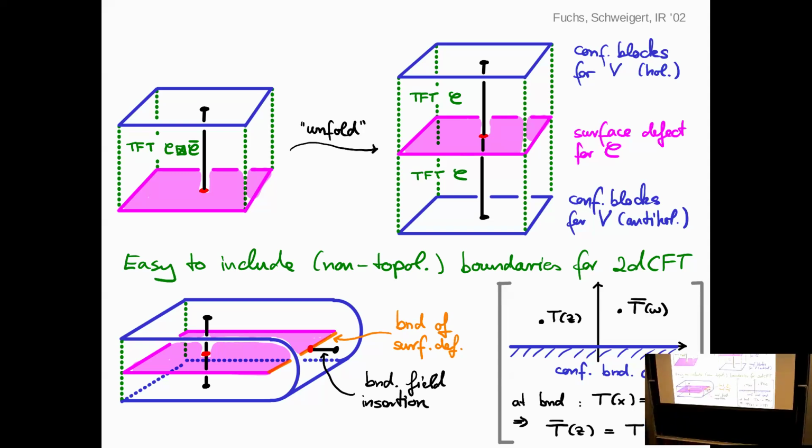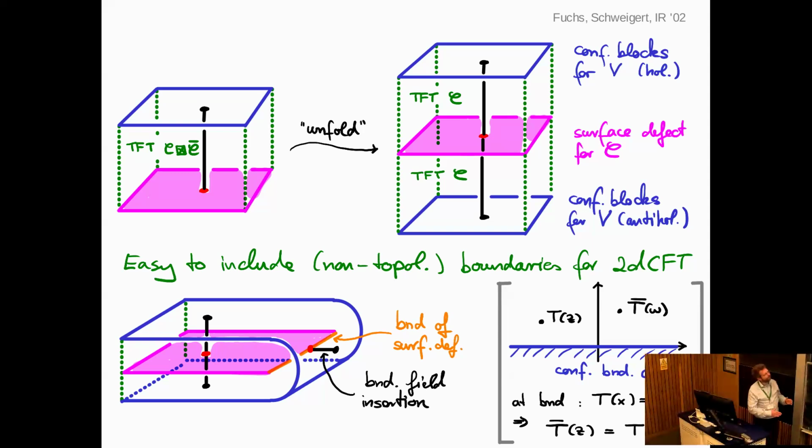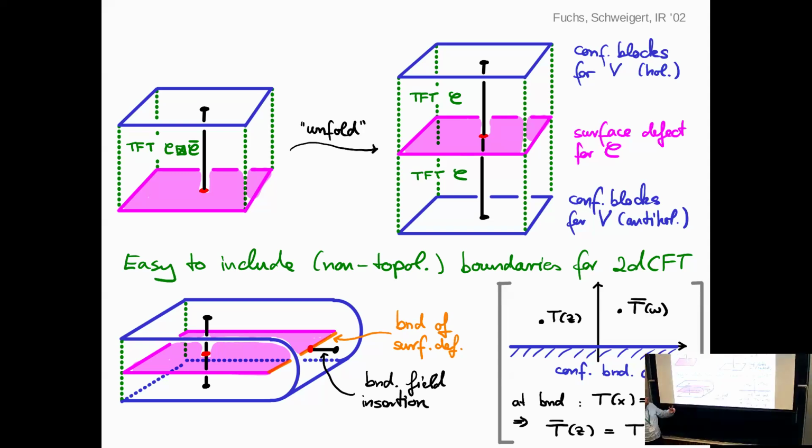And I don't know if this works in higher dimensions, but in two dimensions it's nice because you can use purely topological things to describe two facts at the same time. One is how you couple the holomorphic and anti-holomorphic degrees of freedom, and the other is what conformal boundary conditions the resulting theory has.